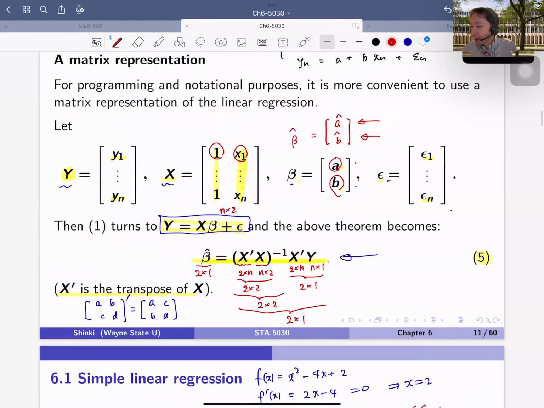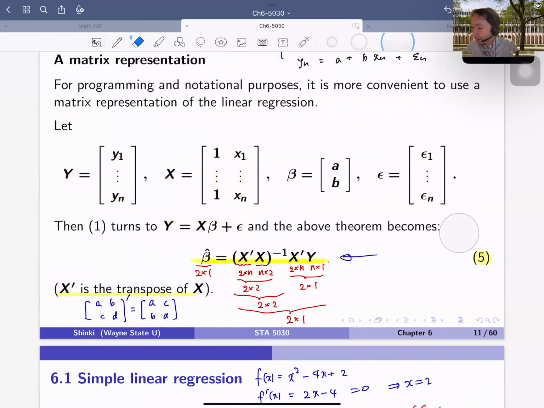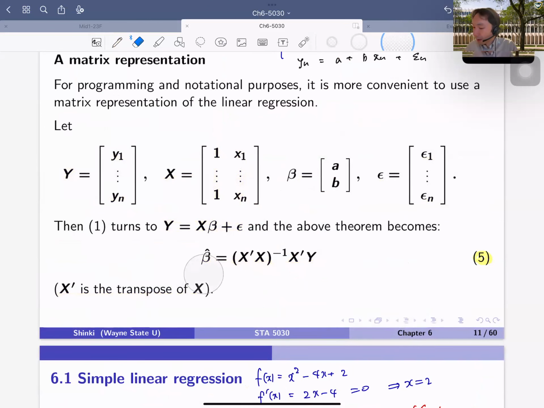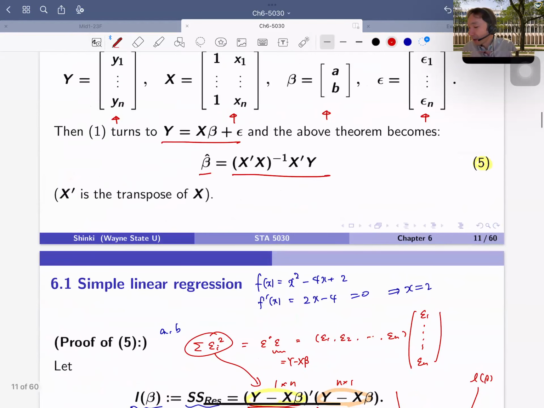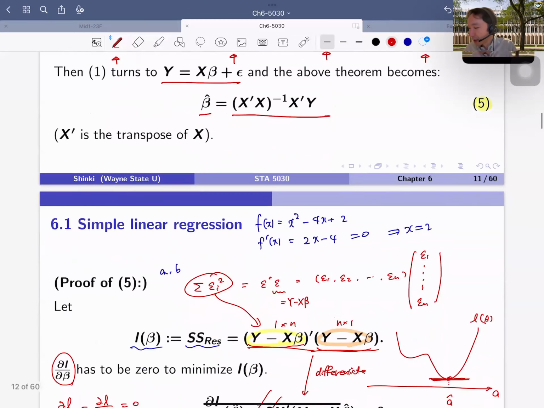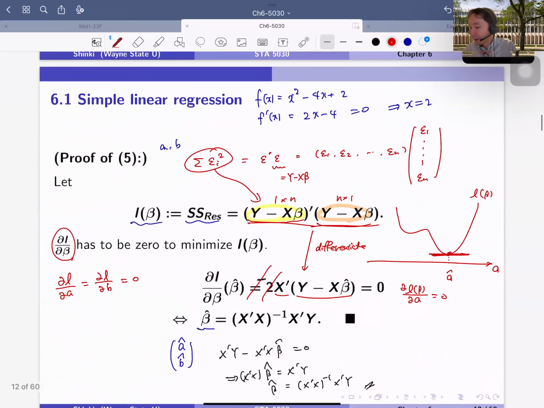So remember that we have the matrix form of this linear regression. We define y as this, x as this, and beta as this, and epsilon as this. We have n observations, so we make a vector of n elements. Then we write everything in matrix form. Then beta hat, basically the estimate of a hat and b hat, is given by this one. The proof of this, x prime x inverse x prime y, where x prime is the x transpose, is pretty simple, and we have done that before.